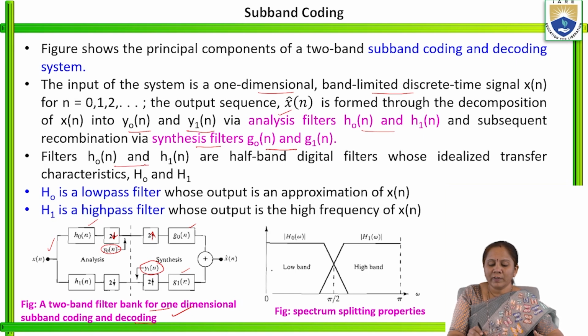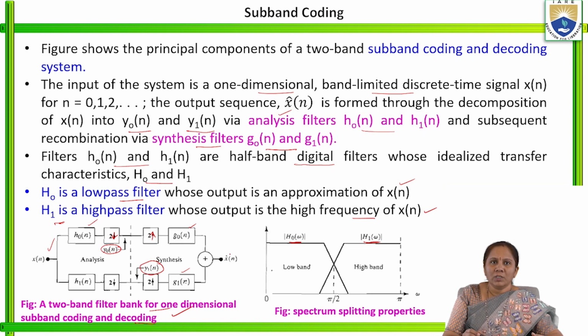The filters h0 of n and h1 of n, the analysis filters, are half band digital filters whose ideal transfer characteristics are represented as H0 and H1. H0 is the low pass filter whose output is an approximation of x of n, whereas H1 is the high pass filter whose output is the high frequency content of the input x of n.